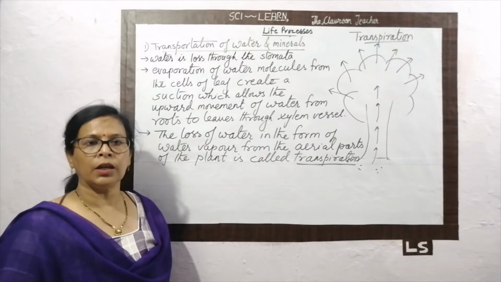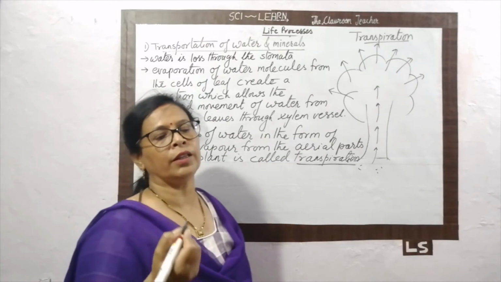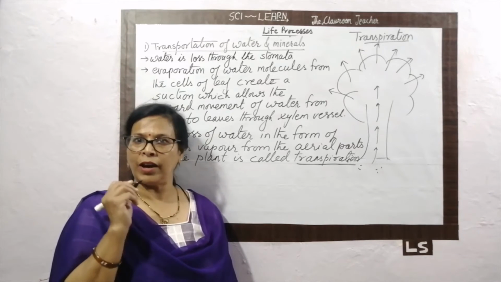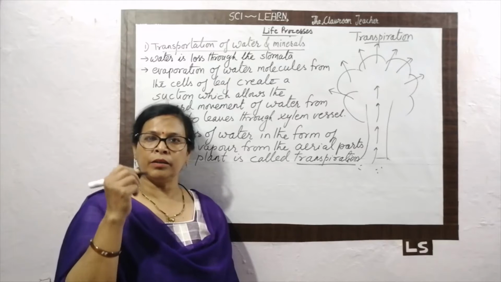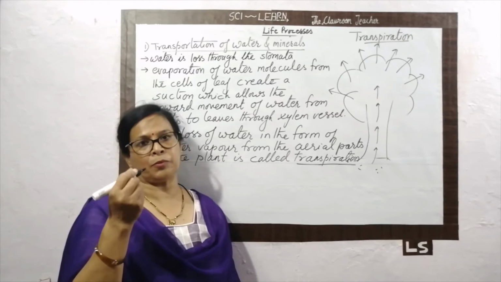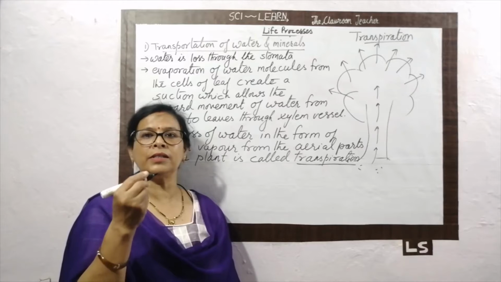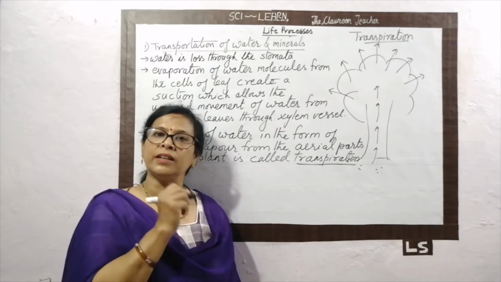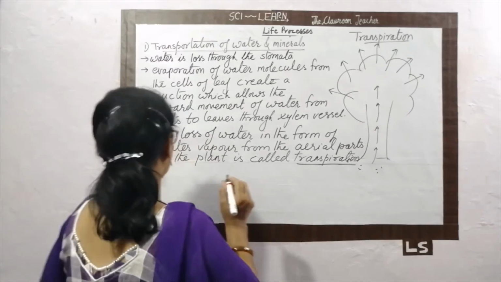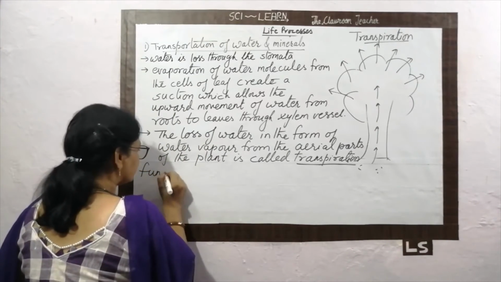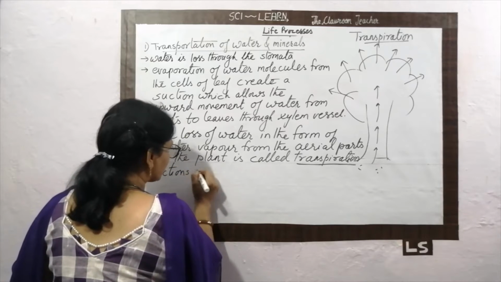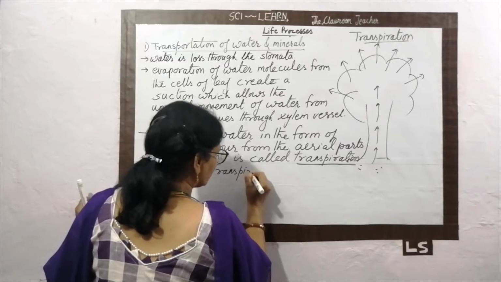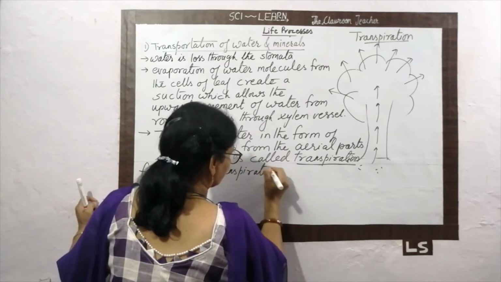So transpiration is the process of loss of water in the form of water vapor. It is very much important. Why is it important? Because it maintains the movement of water and minerals in the plant, as well as it is important to maintain the temperature of the plant. Okay, those are the functions of transpiration.